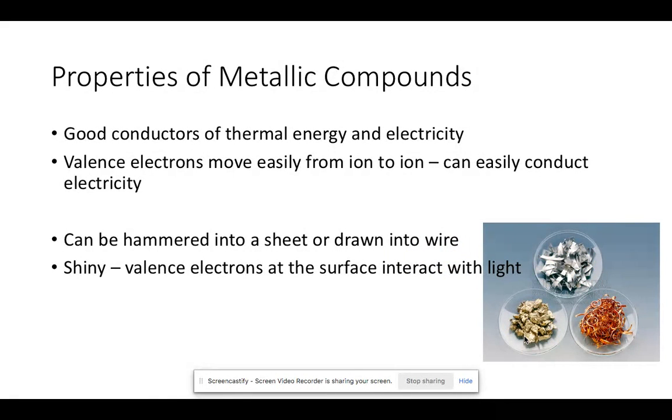Metallic compounds are good conductors of electricity and thermal energy. Their valence electrons move easily from ion to ion, which makes them ideal to conduct electricity. They can be hammered into sheets or drawn into wire, so they're ductile, and they are usually very shiny, so the valence electrons at the surface interact with light.